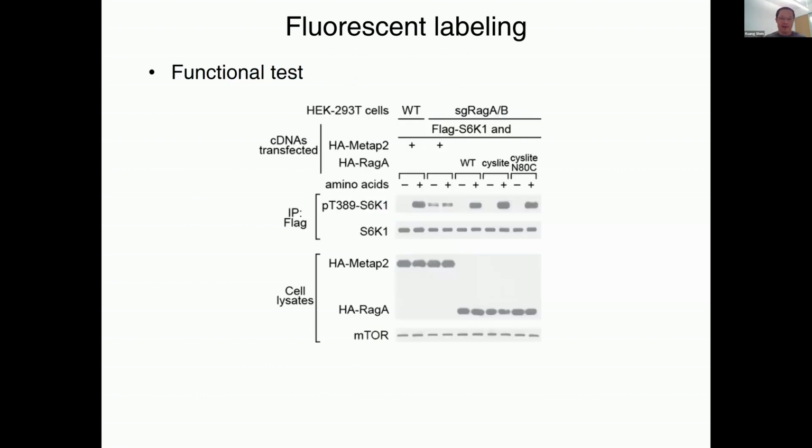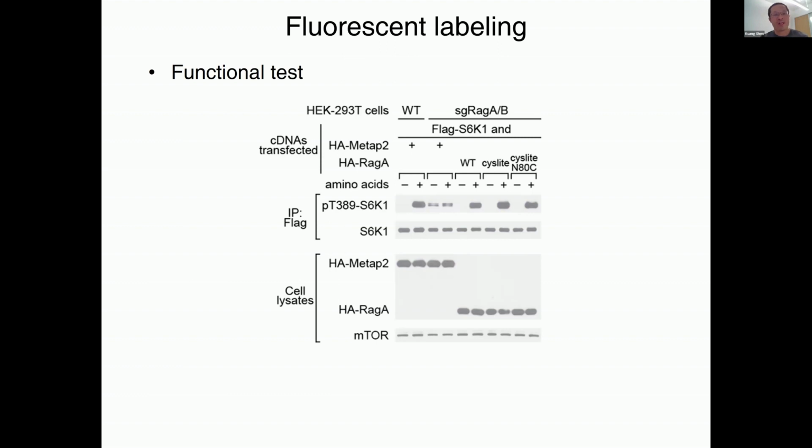And we did one more thing, which is to use a cell-based assay to see whether the cysteine-light version of the Rag GTPase can still mediate amino acid signaling in knockout cells. So for example, here we're looking at the phosphorylation of S6K as a readout for mTORC1 activity.